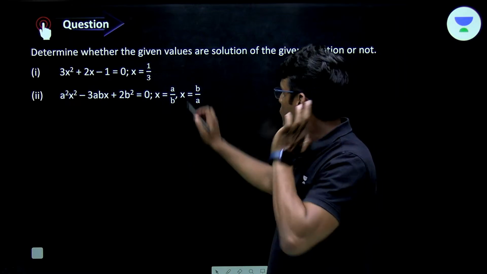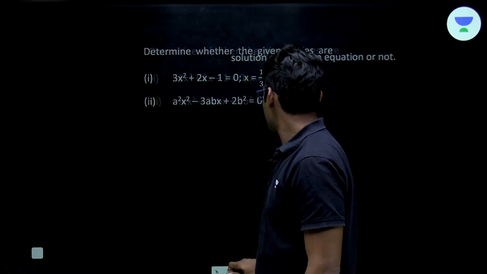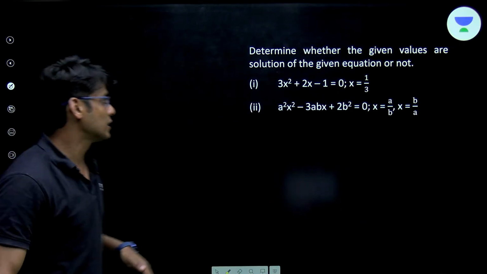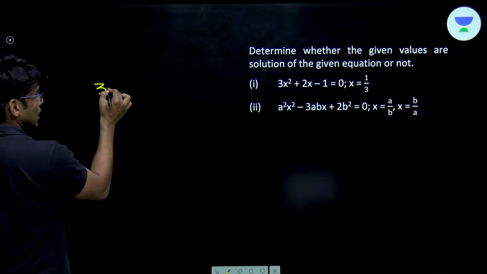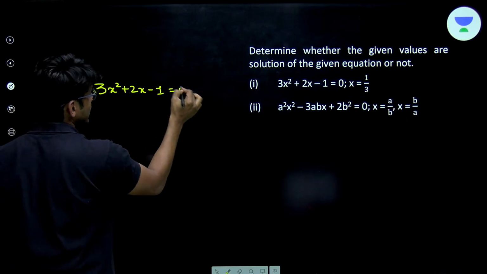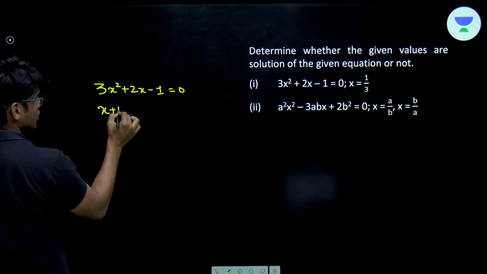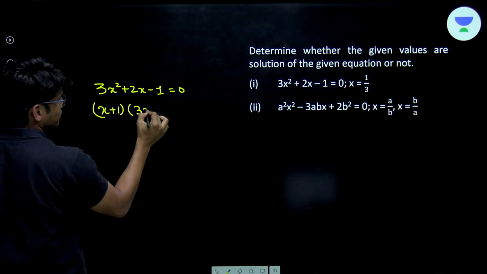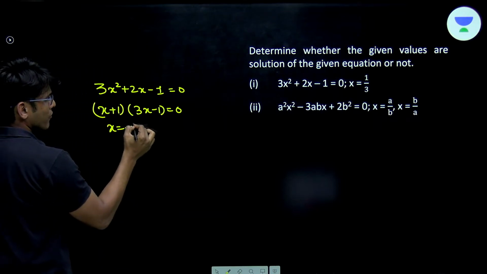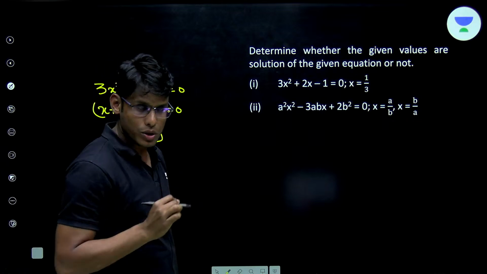So what I would do, I would simply factorize it. Let me factorize it: 3x square plus 2x minus 1. We have already discussed this using splitting the middle term in my previous lecture. So x is equal to minus 1 and 1 by 3. This shows that 1 by 3 is a solution.